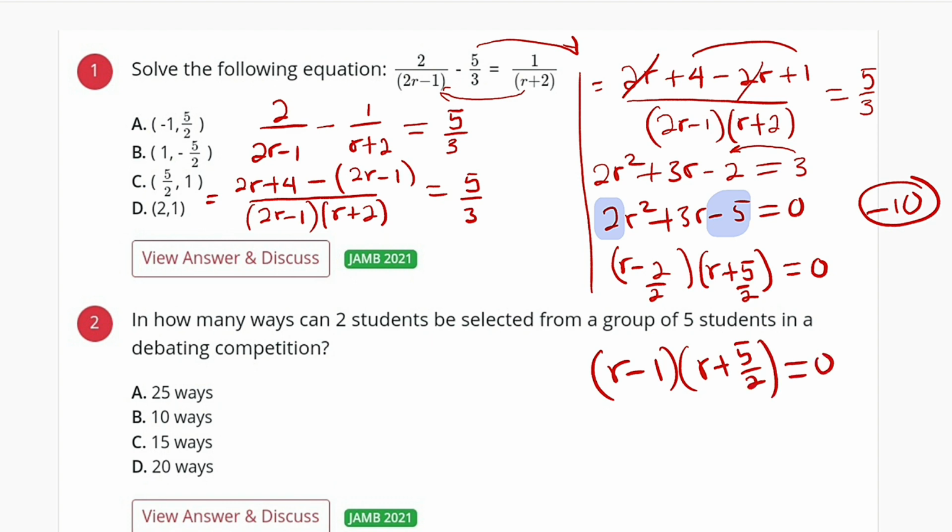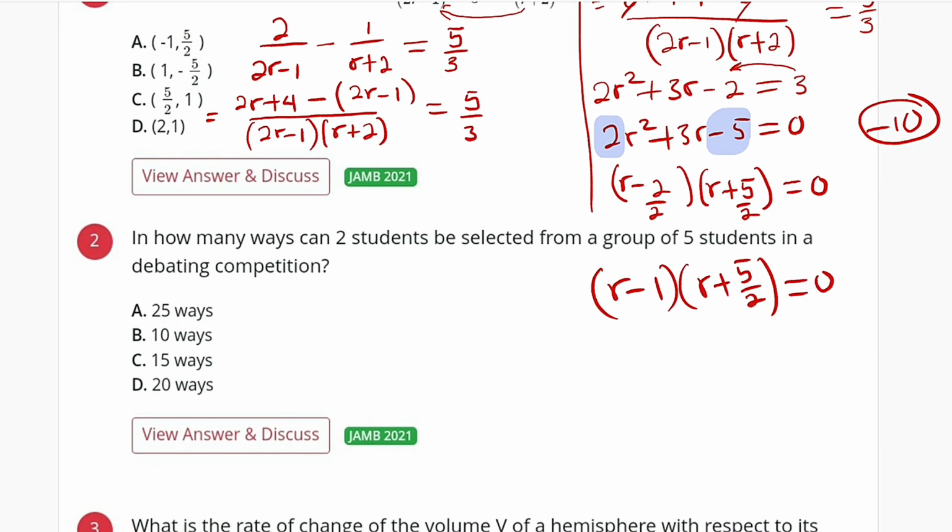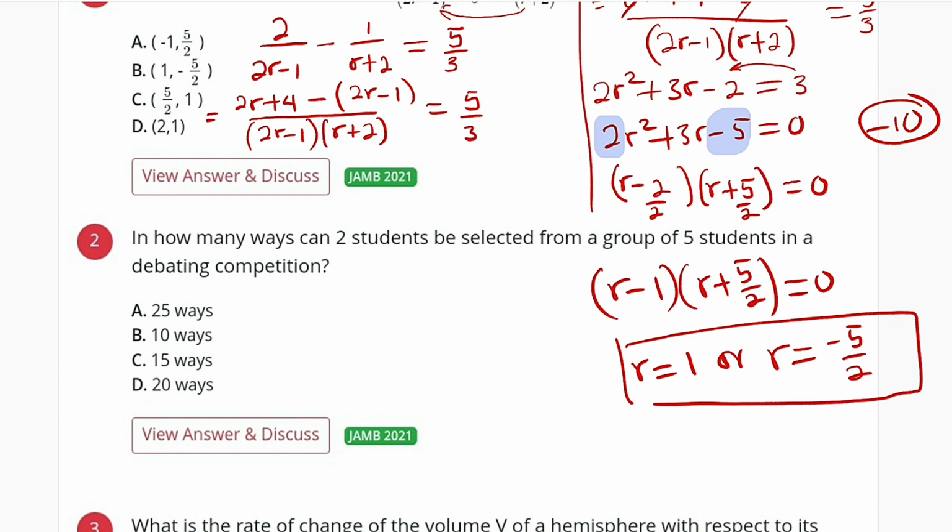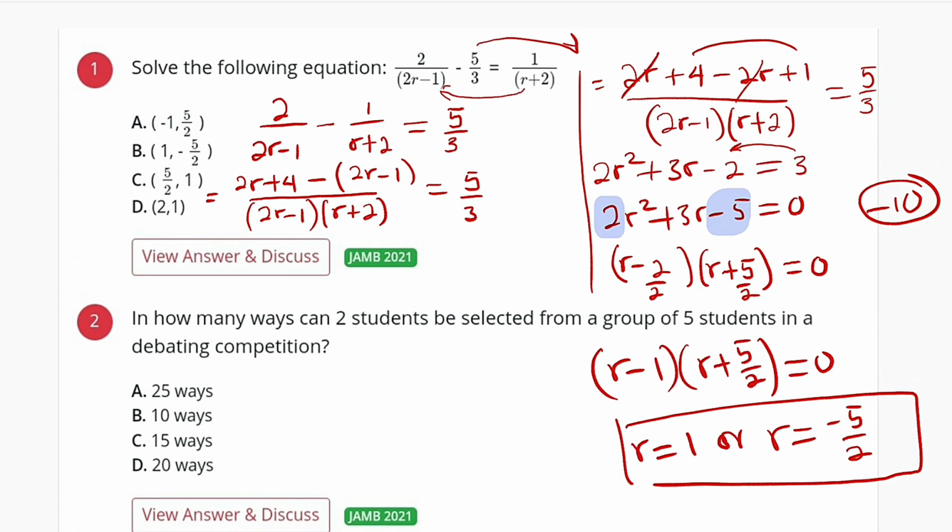Now we are going to set each of them equal to 0. The first one, if you set it equal to 0, you have r equal to 1. And if you set the second one to 0, we have r equal to negative 5 divided by 2. And this is our solution. Now let us look through the options. We have 1 and negative 5 over 2, which is option B.